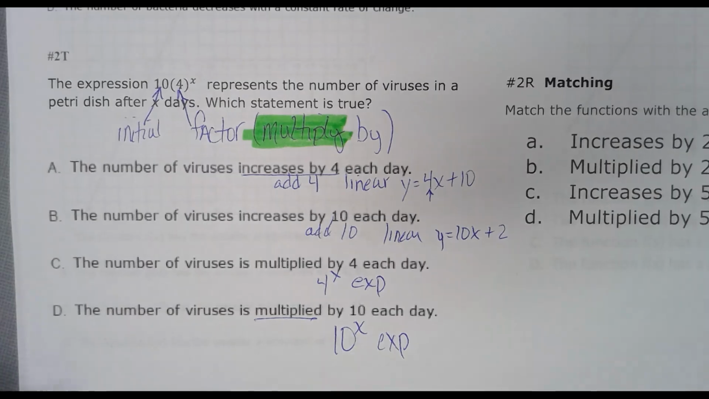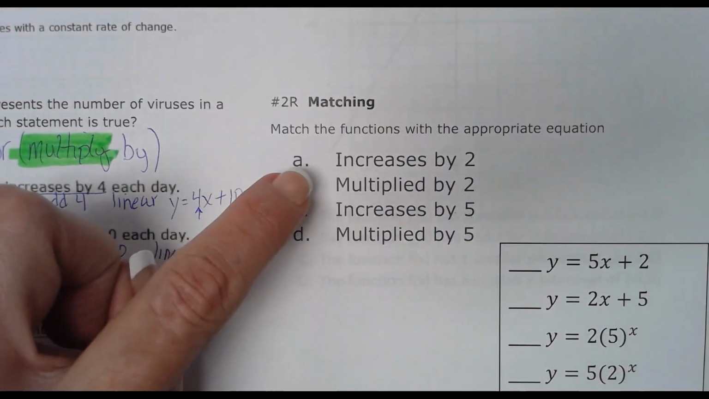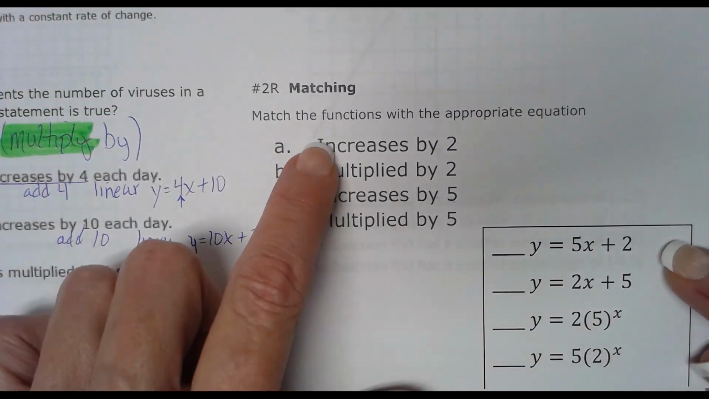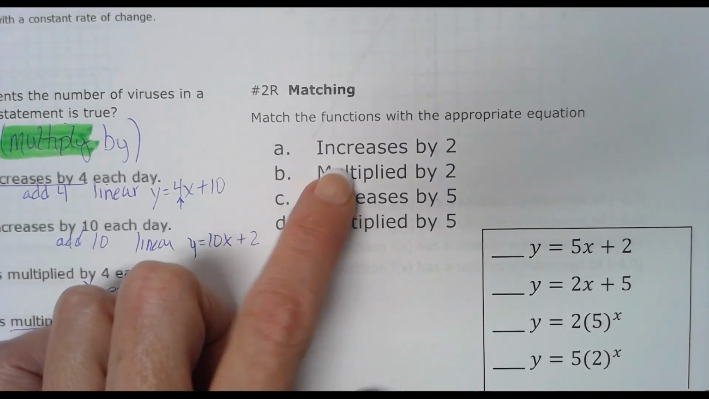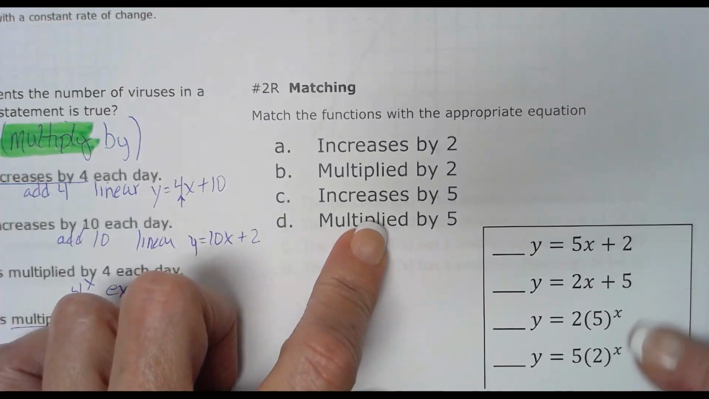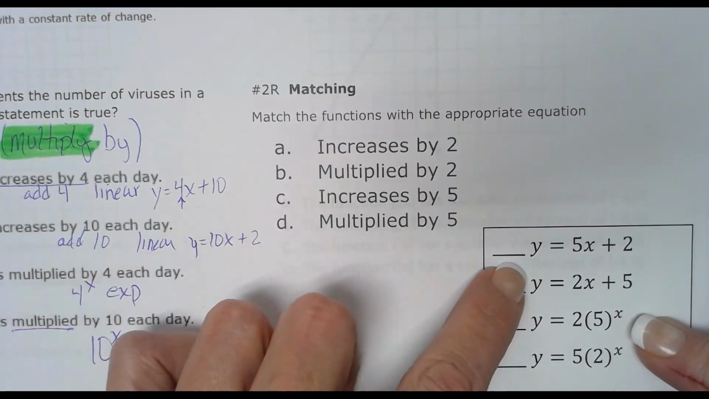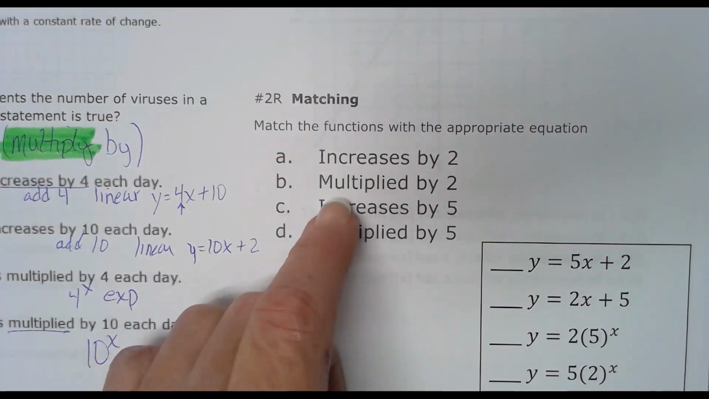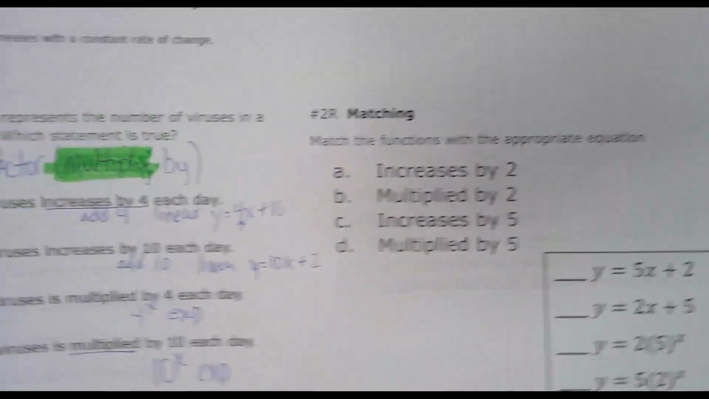All right. Okay, on the right hand side, you've got to find which one of these are increasing by 2 and which ones are being multiplied by 2 based on the types of equations. So you're just going to pop the letters against the corresponding equations here. So it's matching the letters with the equations.